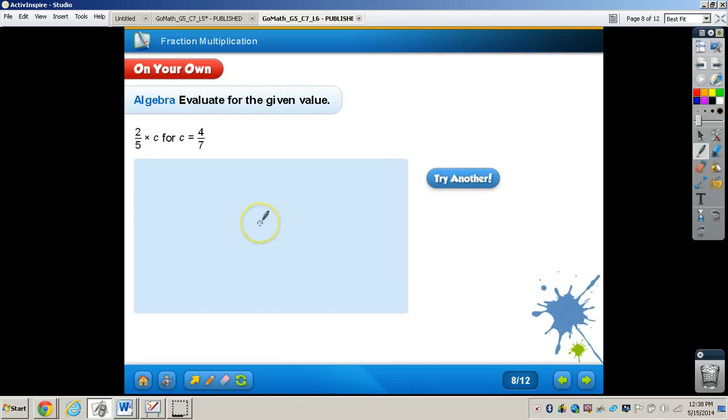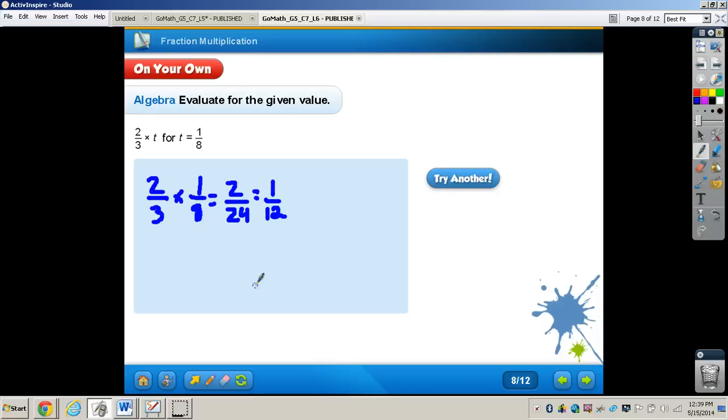Let's take a look at the algebra part there at the bottom. We have 2 times C, and make sure you plug in 4/7 for C. Solve this problem and I'll have the answer for you. So pause the video now. Okay, here's the answer, 8/35. Let's try another problem. We have 2/3 times T, and make sure you plug in T equals 1/8. I want you to solve this problem now. Okay, here's the answer, 1/12.